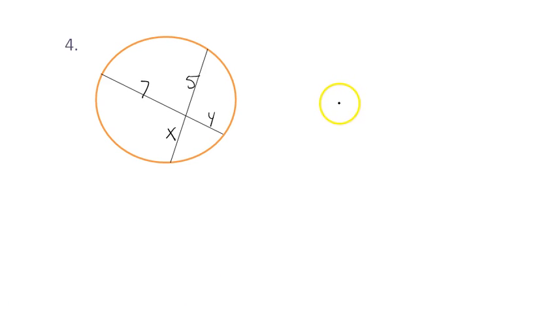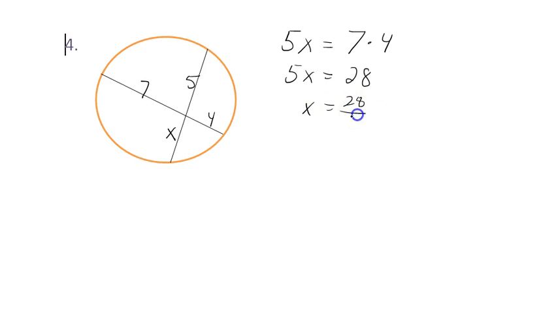Okay, for my last example, I'm going to use the multiplication formula one more time. I have the segments inside the circle kind of broken apart by each other, and I can set it up piece times piece equals piece times piece. So 5 times x is going to equal 7 times 4. And so since 7 times 4 is 28, we're going to divide by 5, and we're going to have 28 divided by 5 as our answer. So it would be 5 point something as a decimal. And again, you can type that in and get a decimal if needed.